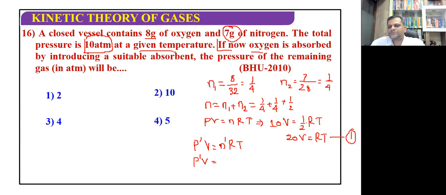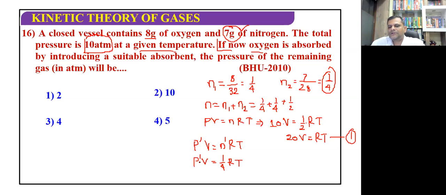We don't know how much it is, but N dash के बदले क्या आएगा? Only nitrogen is left. So nitrogen का कितना contribution था उसमें? 1/4 number of moles उसके थे. तो इसलिए यहाँ पे N dash के बदले क्या आएगा? 1/4, because now in this case the whole volume of this container is filled with nitrogen only, and that is multiplied by RT as it is.